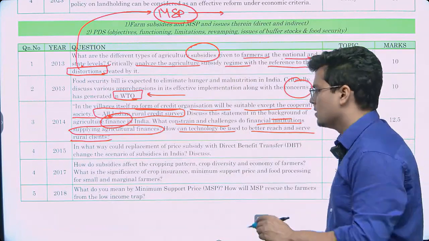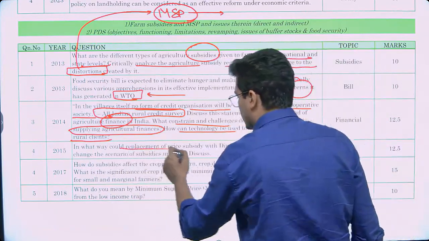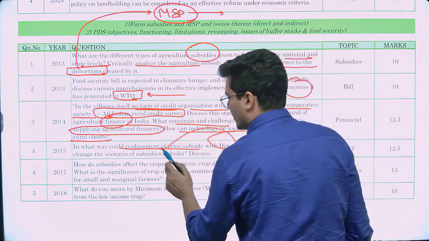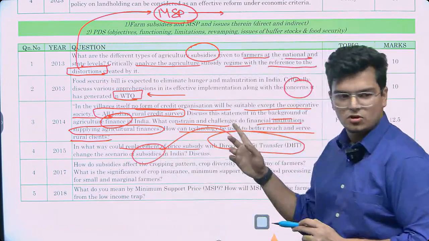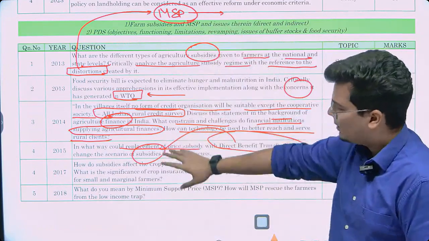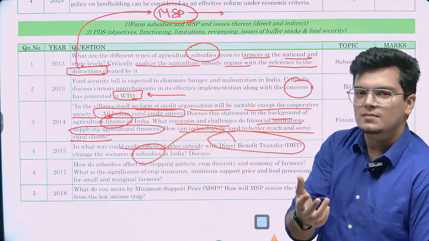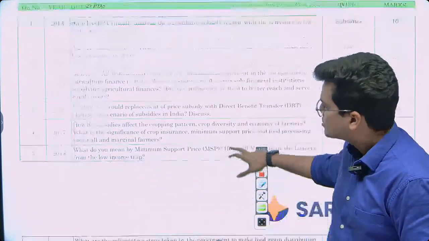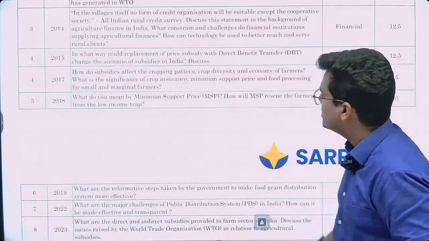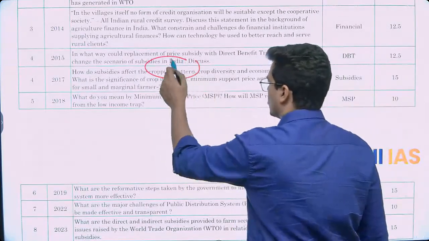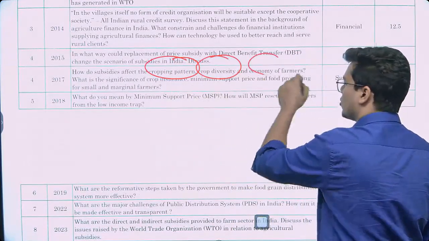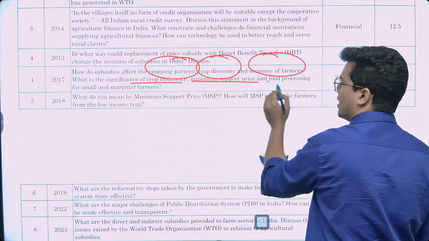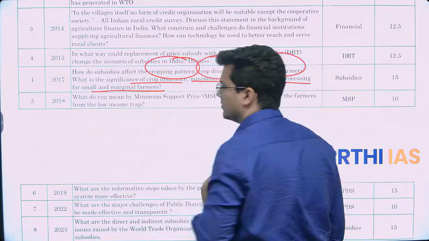Then, in what way could replacement of PRIDE subsidy with DBT change the scenario of subsidies in India? So again, subsidies was a topic. ऊपर भी पूछा था, यहाँ पूछा कि DBT से अगर मैं subsidies दे दूं, how it would be better. Then again a question on subsidies. How do subsidies affect cropping pattern, crop diversity, and economy of farmers? Significance of crop insurance, MSP, and food processing for small and marginal farmers.